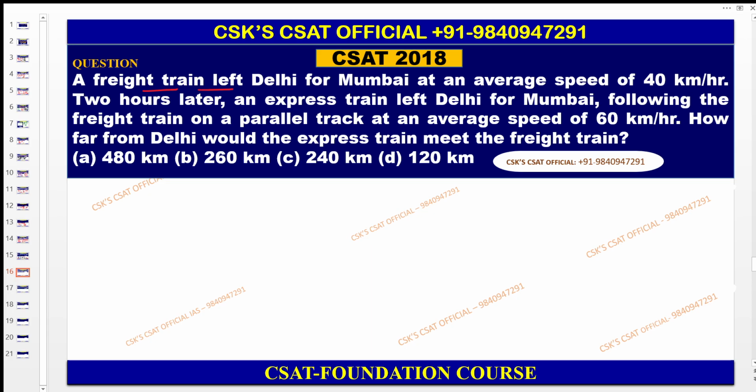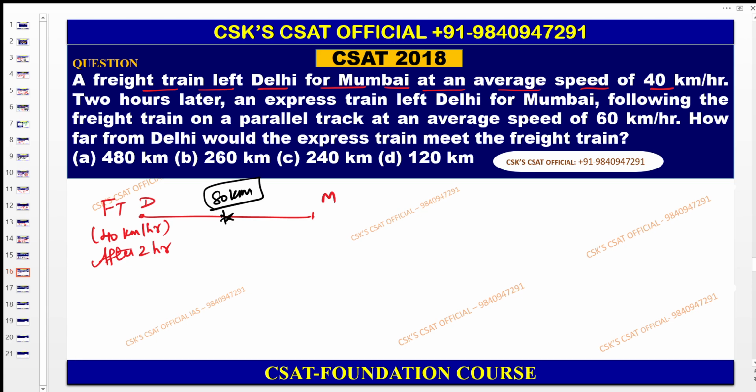A freight train left Delhi for Mumbai at an average speed of 40 km/h. So I'm taking FT here as freight train. After 2 hours, now understand, in the 2 hours, the distance covered by that freight train is nothing but 80 km. That is also important here.